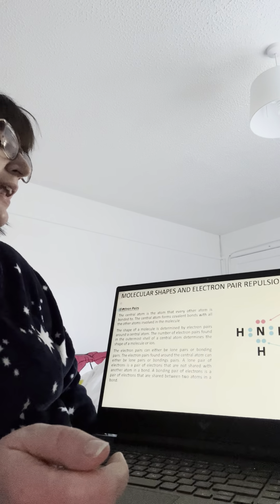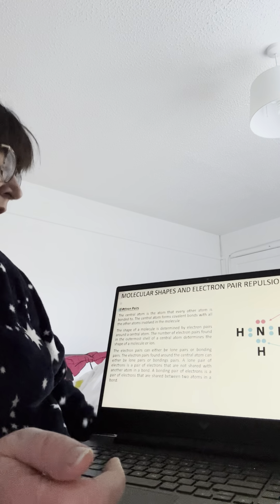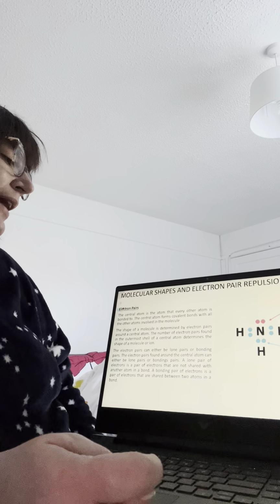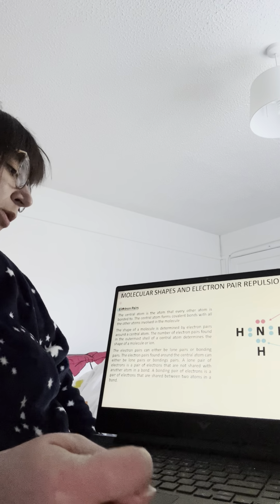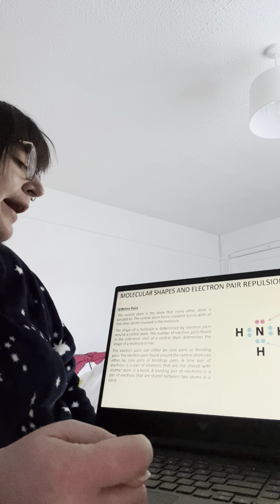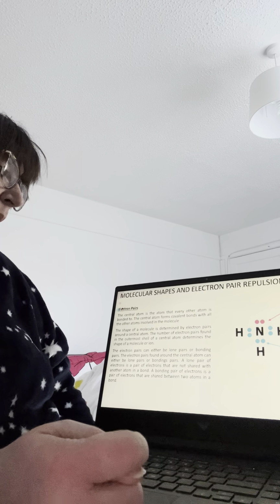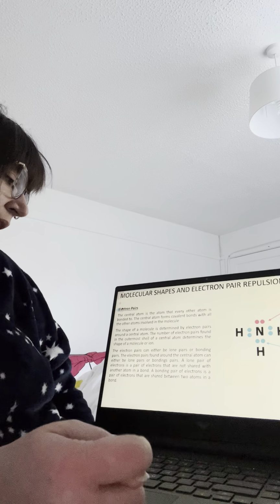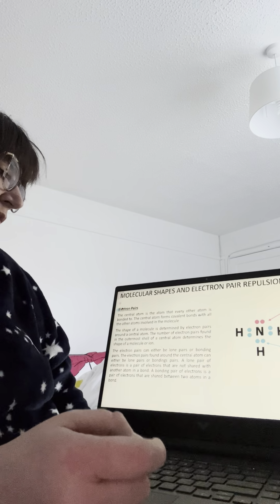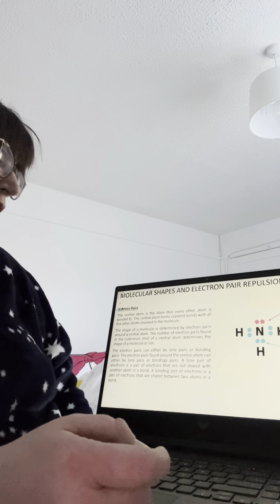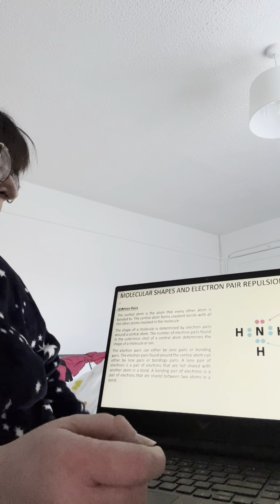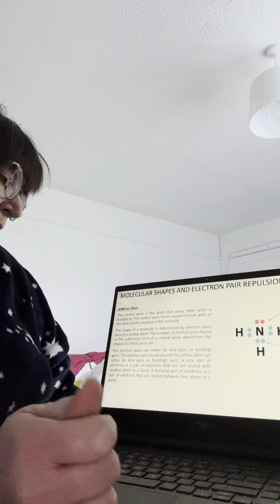Molecular shape and electron pair repulsion. Refer to the diagram on the hand side here. The central atom is the atom that every other atom is bonded to. The central atom forms covalent bonds with all the other atoms involved within the molecule. The shape of the molecule is determined by electron pairs around the central atom. The number of electron pairs found in the outermost shell of the central atom determines the shape of the molecule or ion. The electron pairs can either be lone pairs or bonding pairs.